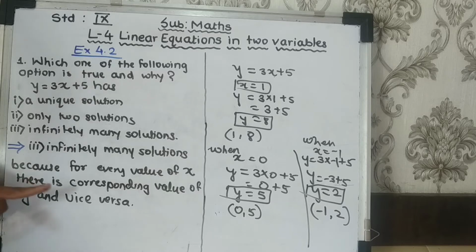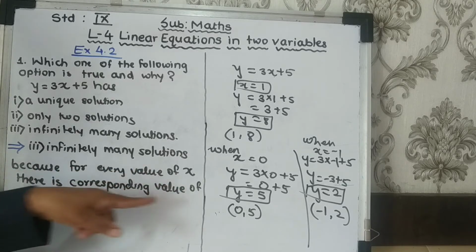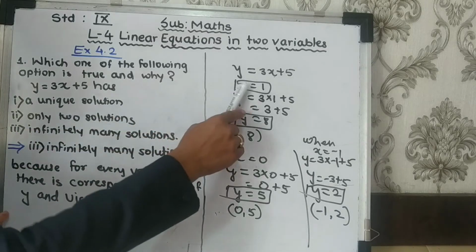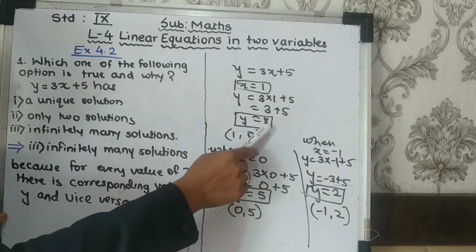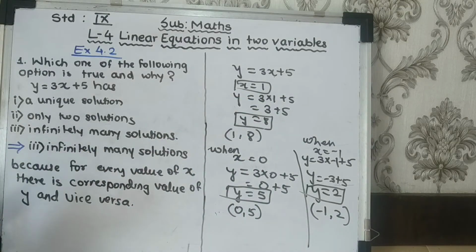So that's why we have written here every value of x has a corresponding value of y. Whenever we put a value of x, that time we get the corresponding value, and vice versa. Suppose you are putting y value, that time you will get x value. Understood? I hope that you have understood this one. Let us proceed with question number 2.